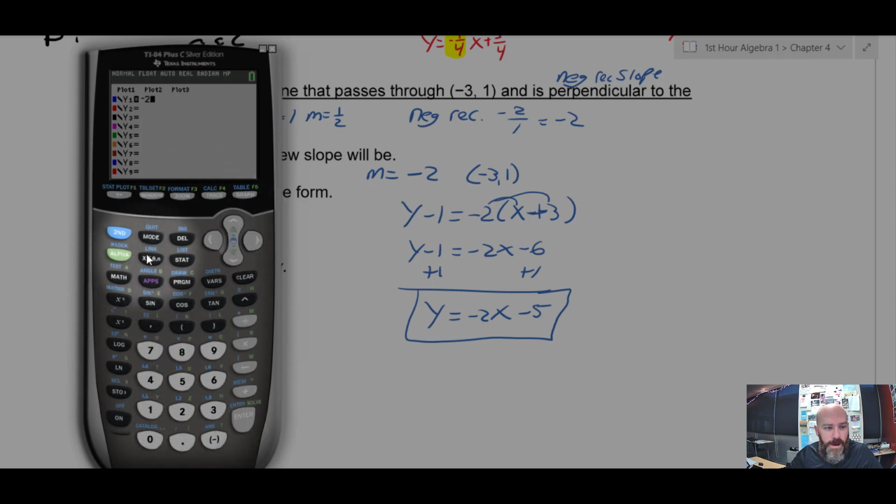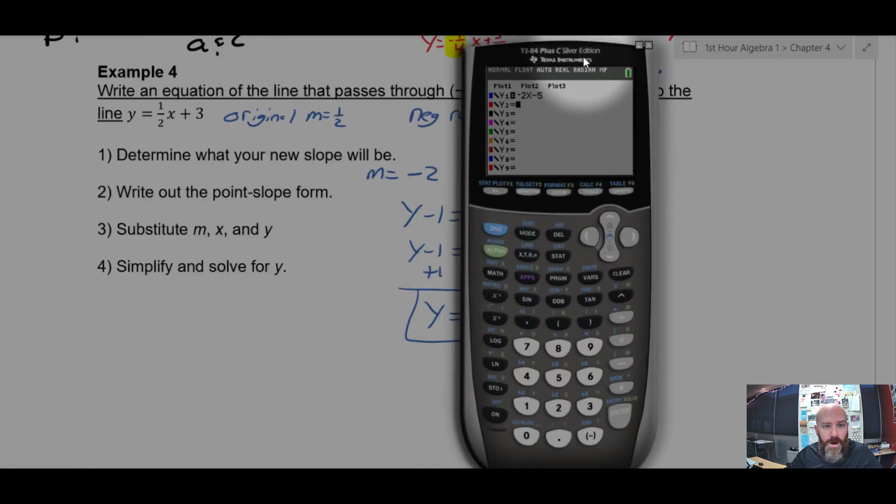Negative 2x minus 5, and then the other one was 1/2 x plus 3. I'm going to graph these and see if it looks like they are perpendicular.